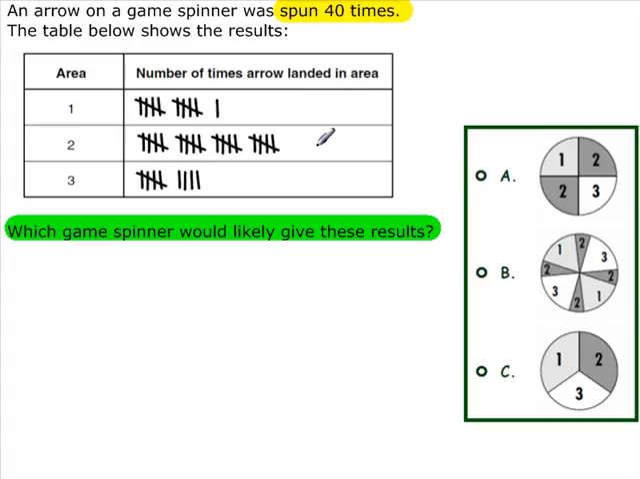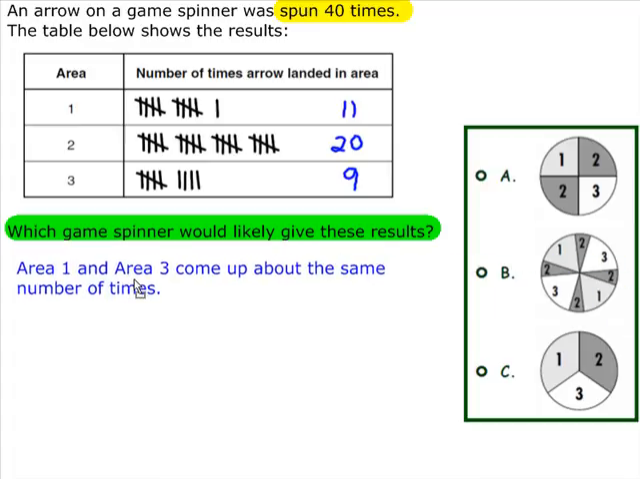counting the number of times that an arrow landed in these three areas. So up here, let's go ahead and count 5, 10, 11, and then here 5, 10, 15, 20, and then here 5, 6, 7, 8, 9. Okay, so what we notice is the following. We notice, for example, that area 1 and area 3 come up about the same number of times, 11 and 9. So let's make a note of that.